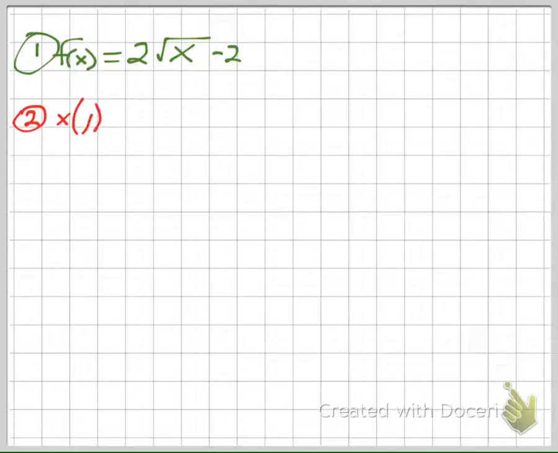Number 1. I have to do f of x just so that we're staying consistent. f of x equals 2 times the square root of x. Number 2, f of x. Nope, we're going to go y equals negative absolute value of the square root of x plus 2.